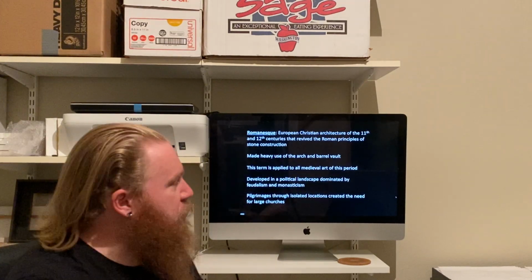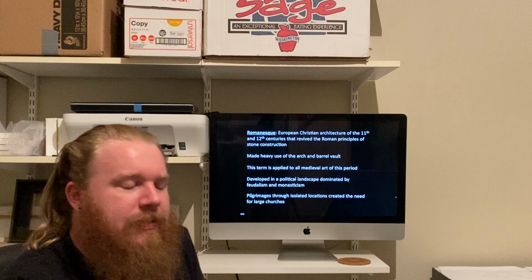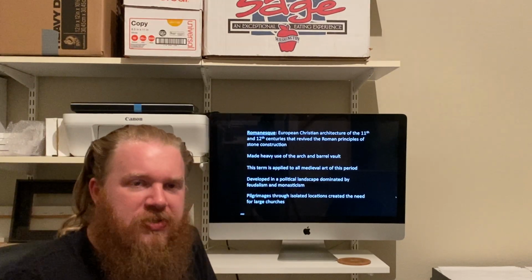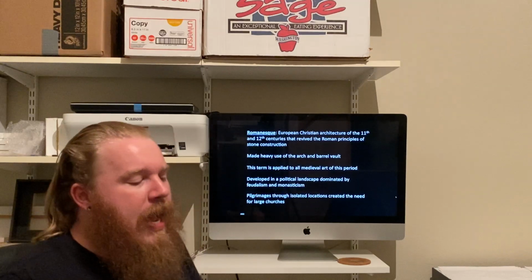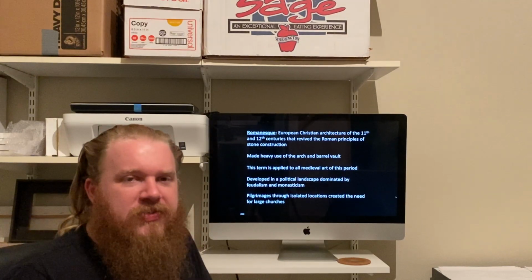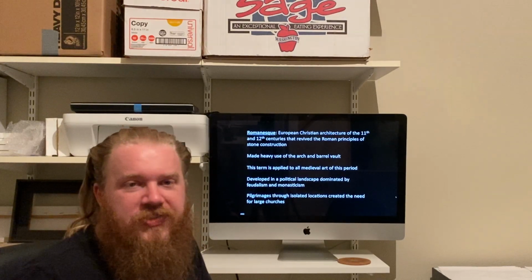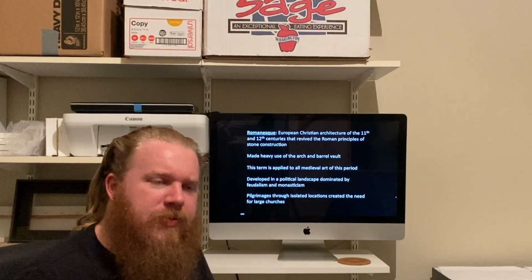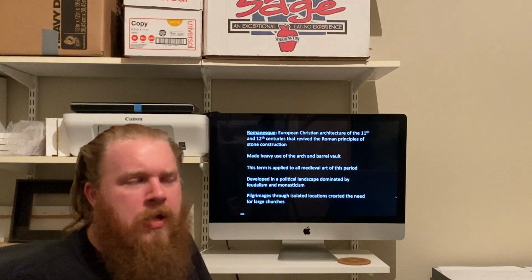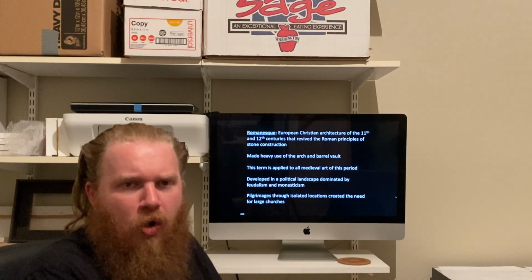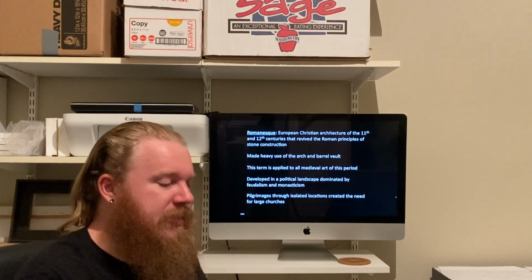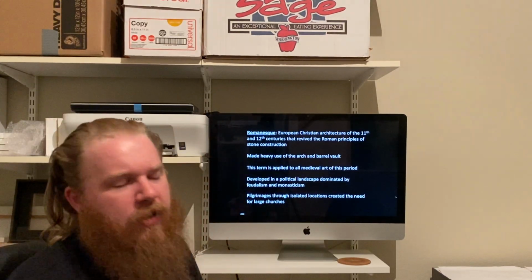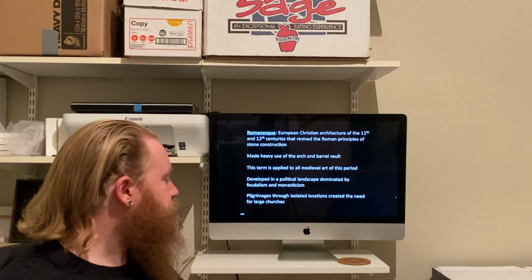But we also see that pilgrimages through isolated locations create this need for large scale churches and large scale monasteries. And it's important to note that many of these places are built on holy sites where either something holy is said to have taken place, or perhaps a martyr or a saint was martyred, all of these kinds of ideas. But we'll see that once again, religious fervor becomes very, very prominent in this period.